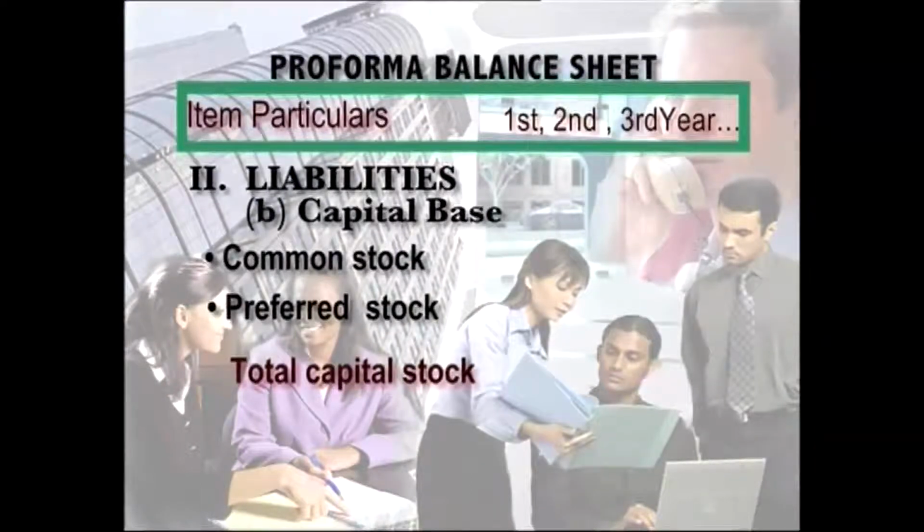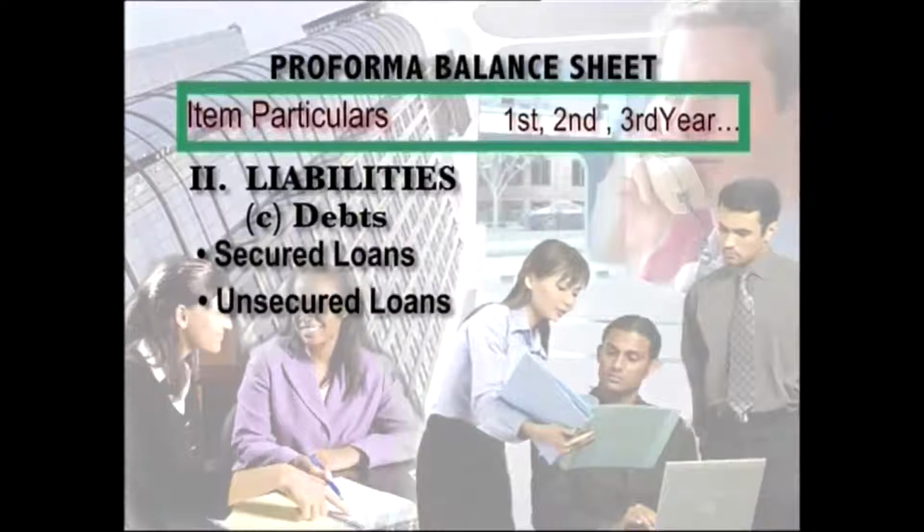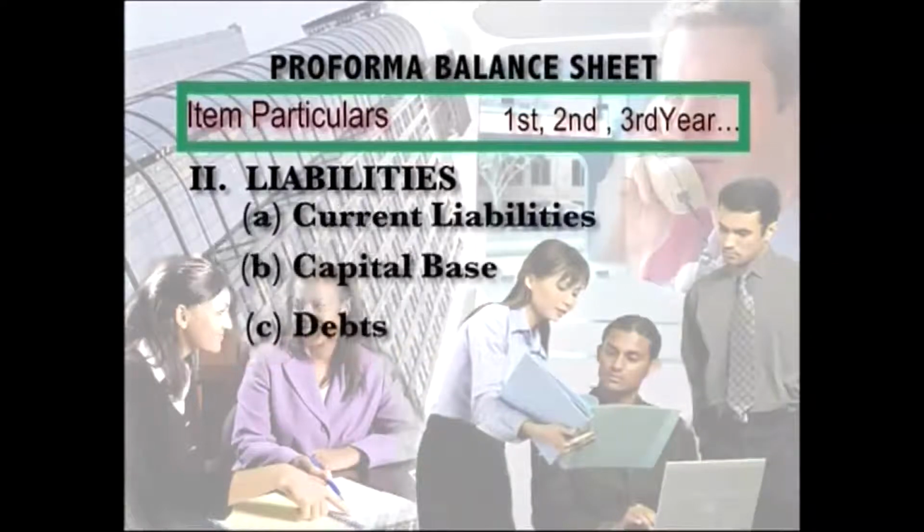We also have, apart from the capital, the debt structure. We have borrowed money from other people like financial institutions. Okay, the debt structures. So there are secured loans and there are unsecured loans also. So we add up those loans, and what we get is the total debts. So I repeat, on the liability side, we have got the total current liabilities, the total capital stock, the total debts, they are all there.